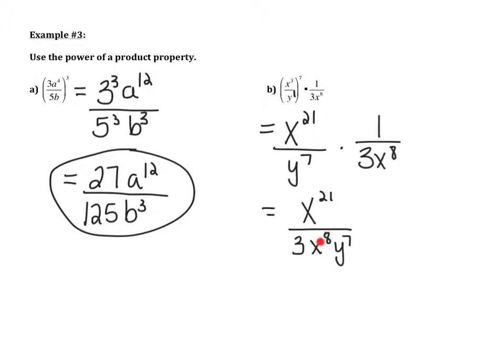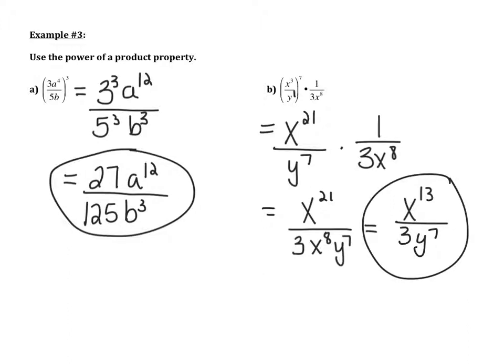Since it's x's on top and I have an x on the bottom, I need to reduce those. Since this is division now, since x to the 21st is on top and x to the 8th is on the bottom, I'm going to subtract the powers. And wherever the bigger power was is where that answer will go. So I'm going to take x to the 21st divided by x to the 8th, which really just makes me take 21 minus 8. And 21 minus 8 is 13, and since the 21 was on top, the x to the 13th will stay on the top. Our x to the 8th is now gone because it canceled with 8 of the x's up here, so I just have 3y to the 7th left as my final answer.